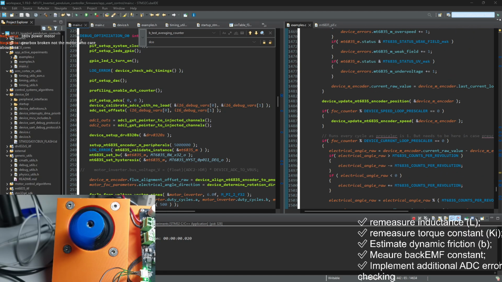I think we are done. We cleared this example. So we achieved one task more than we planned to.